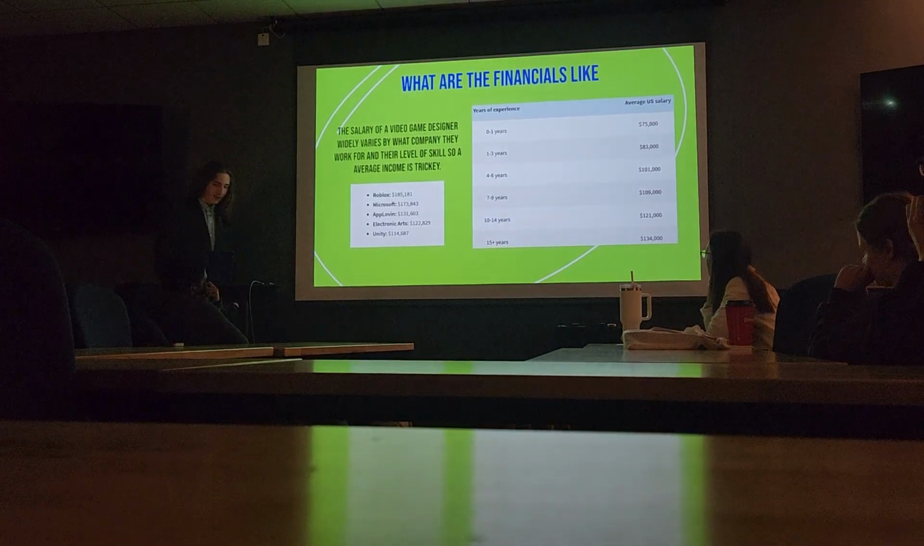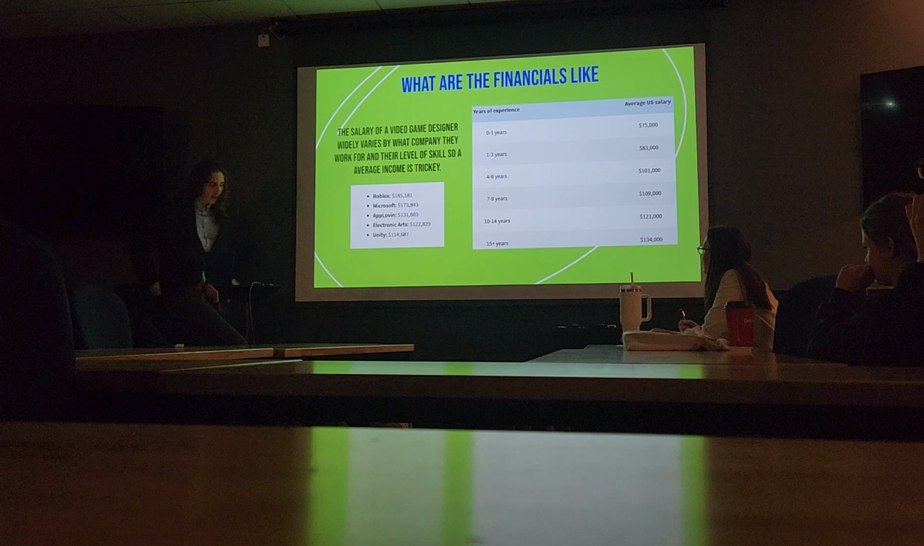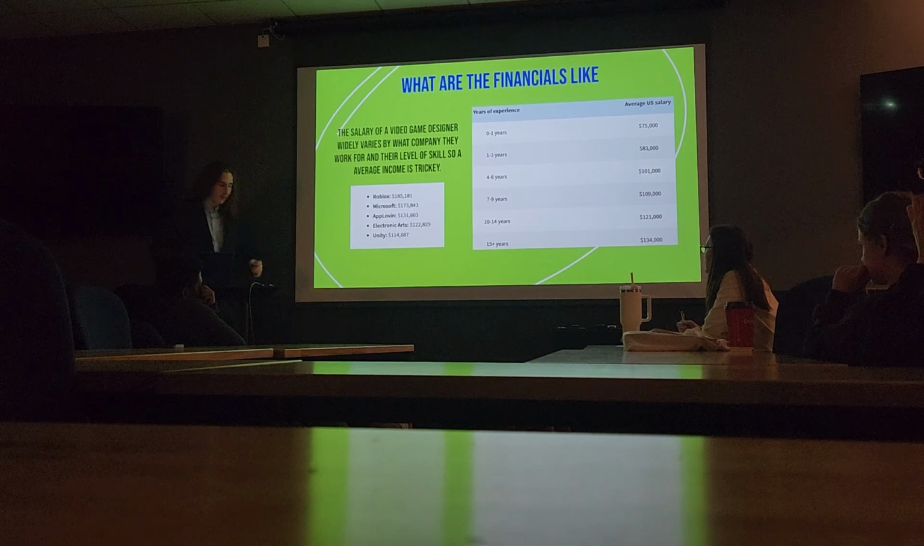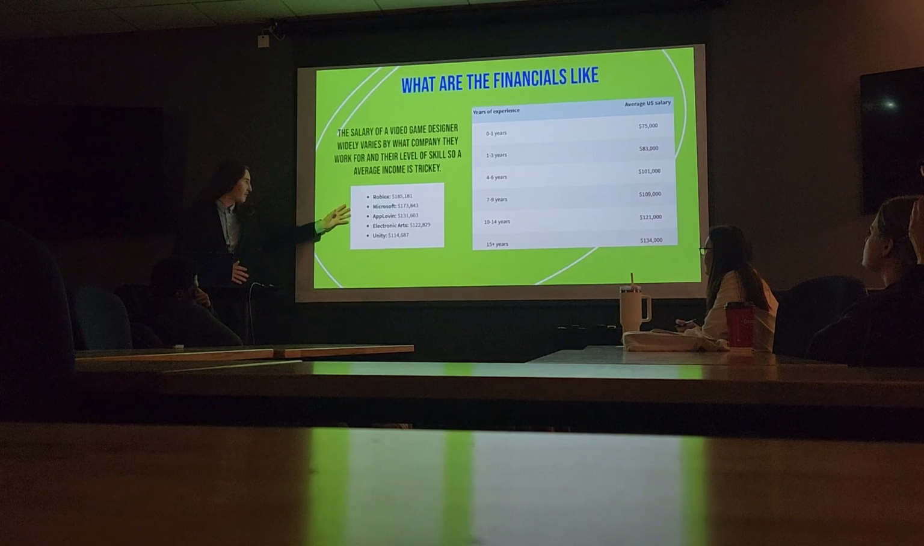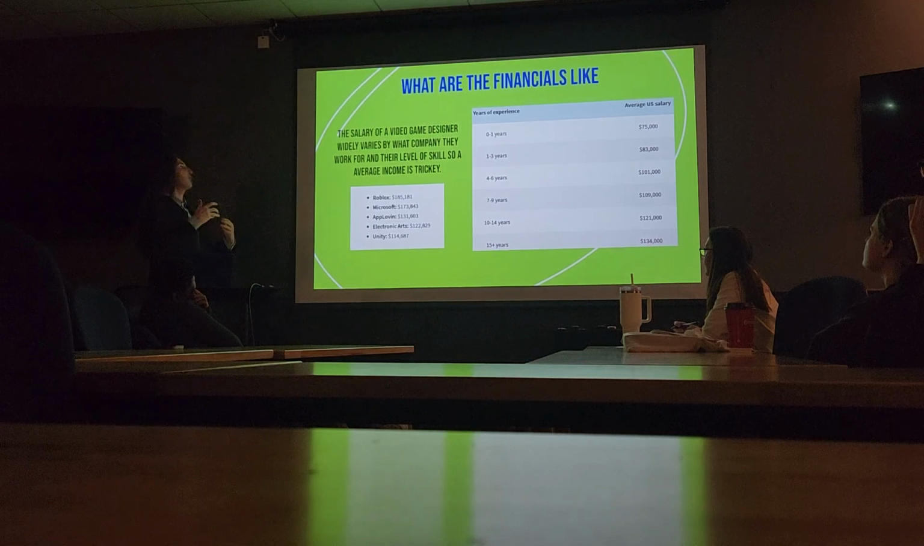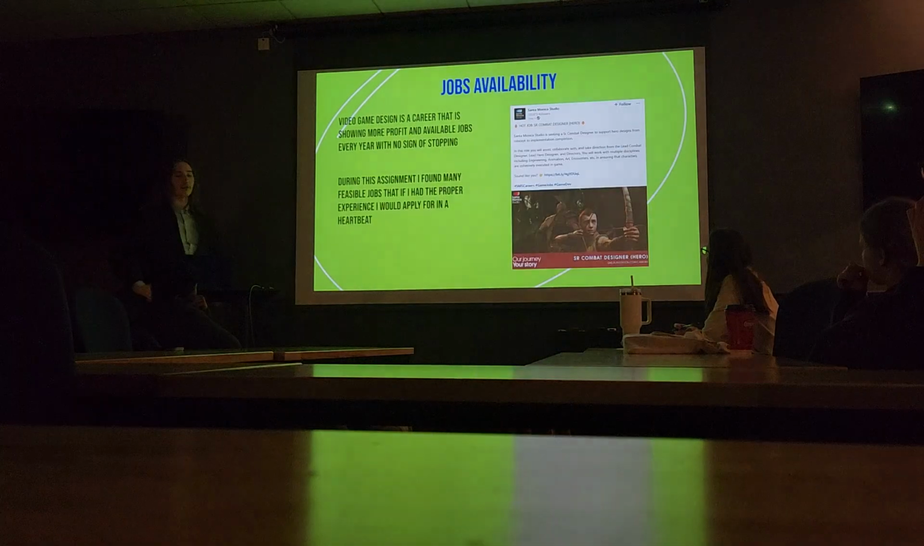All right, what are the financials like? Here you can see that the salary really depends on what company you work for, as between these 5 different companies there's a severe difference between the top and the bottom. And these are the top 5. Even just between the top 5, $70,000, that's a lot. But it's hard to find an average because it's a lot about experience and what company you're working for. It's hard to find a good average on salary. I've seen a lot of different answers.